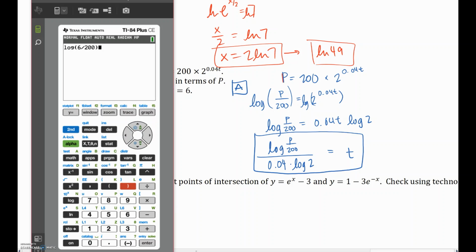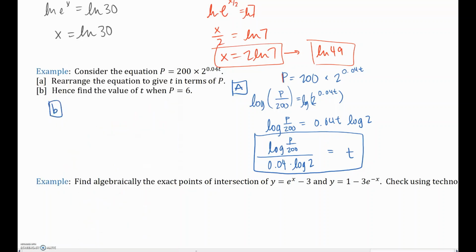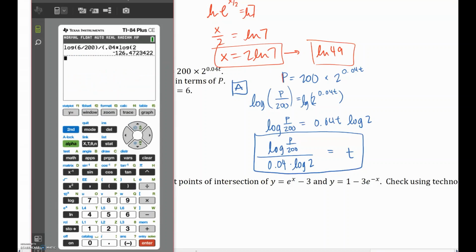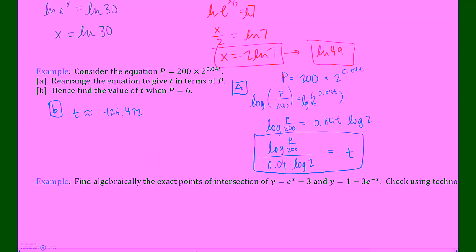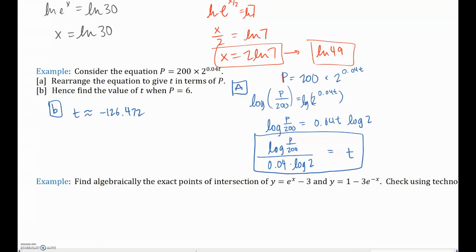And then I'm going to divide that all by, I'm going to put parentheses around the denominator to keep it together, 0.04 log times log of 2. And the calculator says that this answer is negative 126.472. So there you go, negative 126.472. So t is approximately equal to negative 126.472, whatever. I don't even know if they told me if it was seconds or minutes. But there you go. If we were going to go 3 sig figs on this, by the way, we would just go negative 126.